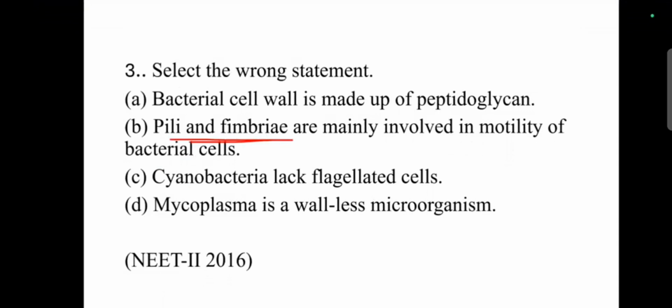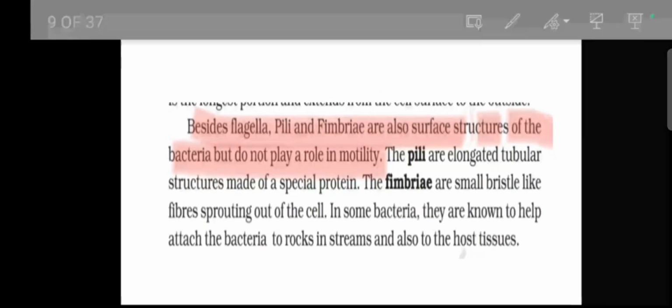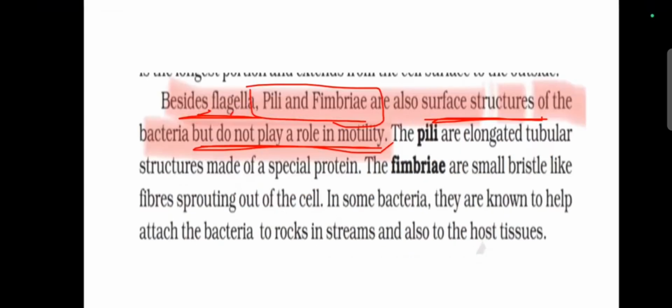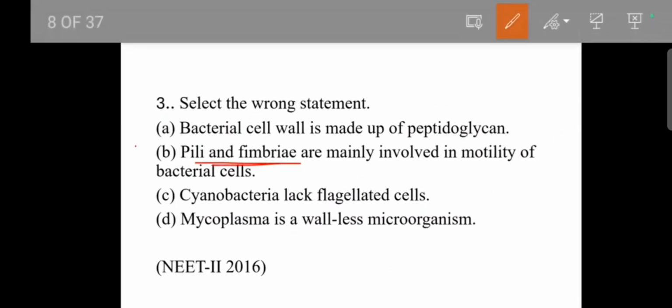It is described in the NCERT that besides flagella, the pili and the fimbriae are also surface structures of the bacteria but do not play a major role in the motility. This is an important one. They are surface structures like the flagella, but the pili and the fimbriae do not play a major role in the motility, as described in NCERT. So the statement that pili and fimbriae are mainly involved in the motility of the bacteria is the wrong statement.